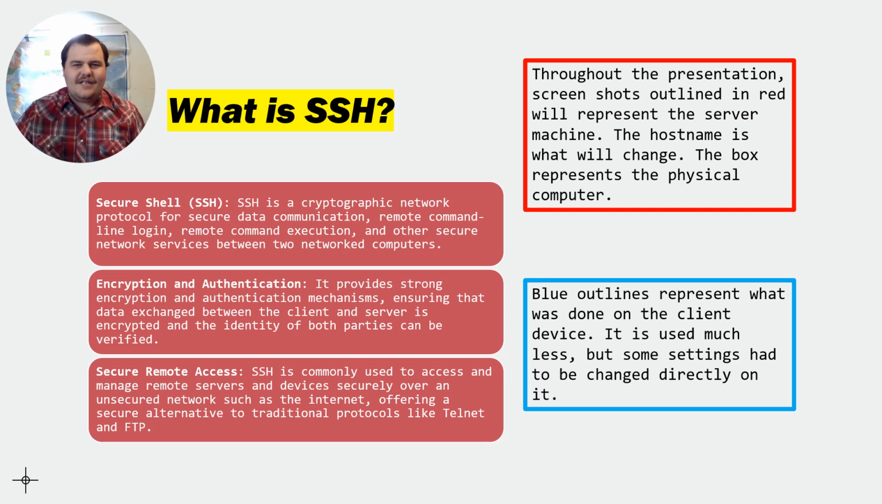As I start to use the SSH, I have outlined the main server command line with red, and the client device is outlined in blue. You'll see that there's a lot more red because I tried to not use the other computer if I didn't have to. Really, I think there's only one instance where I needed to use the blue. So it's a very powerful protocol and it's useful.